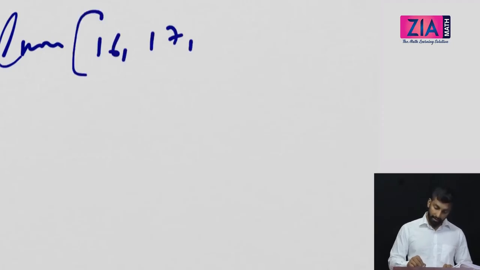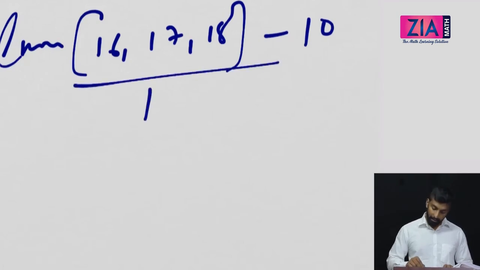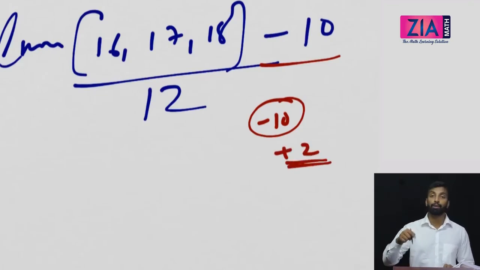So how we did is, we understood that it is type 2 question, LCM of 16, 17, 18 minus remainder. And this is divisible by 12 when you add 10 more. That means with this number, if you can add 10 more, you can divide this number completely by 12. Then what is the remainder? Minus 10 now. That means you need to add 10 more to be divisible by 12. So what is the remainder? Minus 10 or plus 2. Because you need to add 10 more.